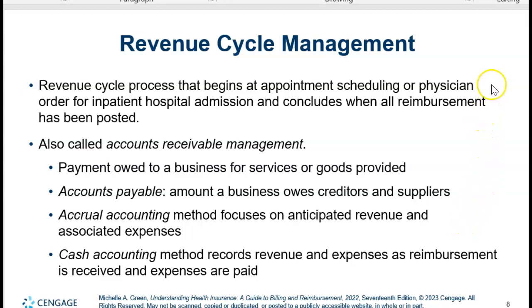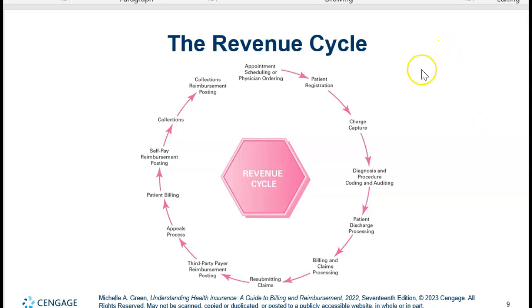So we have revenue cycle management, which gets a little more detailed. This will also be accounts receivable. So you have what the patient owed, accounts payable, and then we have accounting for the revenue and associated expenses, and then cash accounting. This is what I do want to talk about, the whole revenue cycle though. So it starts off with the appointment or scheduling. Patient comes in, the patient gets registered.